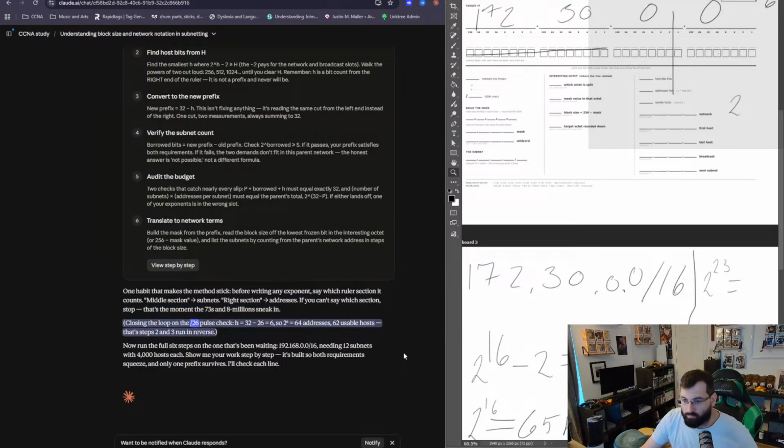Closing the loop on the /26 pulse check, 32 minus 26 equals 6 host bits, 2 to the 6 equals 64 addresses, and steps 3 run in reverse. Now run the full six steps on the 192.168 problem that's been waiting, with 4,000 hosts each. Show me your work step by step. It's built so both requirements squeeze, and only one prefix survives.